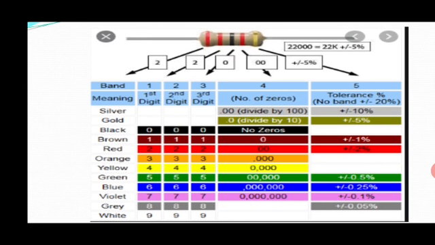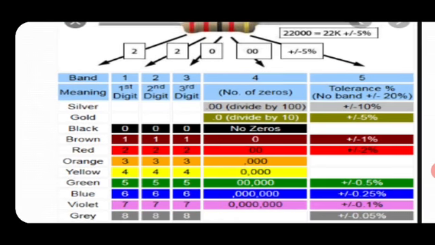Now I'll come to the silver and the gold. They indicate a tolerance. In the previous lecture, I told you that a plus or minus resistance tolerance is acceptable. How much percentage is acceptable is indicated by the silver or gold band. If it is silver, plus or minus 10% is acceptable. If it is gold, plus or minus 5% is acceptable. I hope you understood this: silver, gold and black.